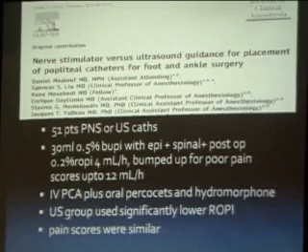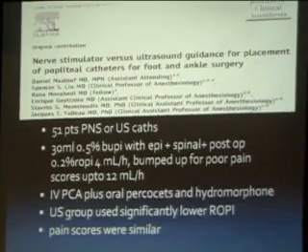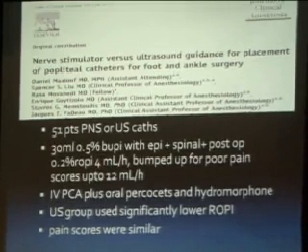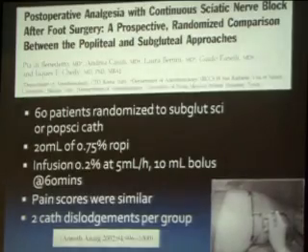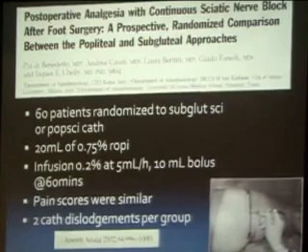The ultrasound group used significantly lower ropivacaine. So that means the catheters were more precise. Or maybe they were under the fascial sheath or under the outer epineurium. Whatever might have been the case, those blocks worked much better. But pain scores were similar. So if you want to reduce the opioid use, then you go for ultrasound.